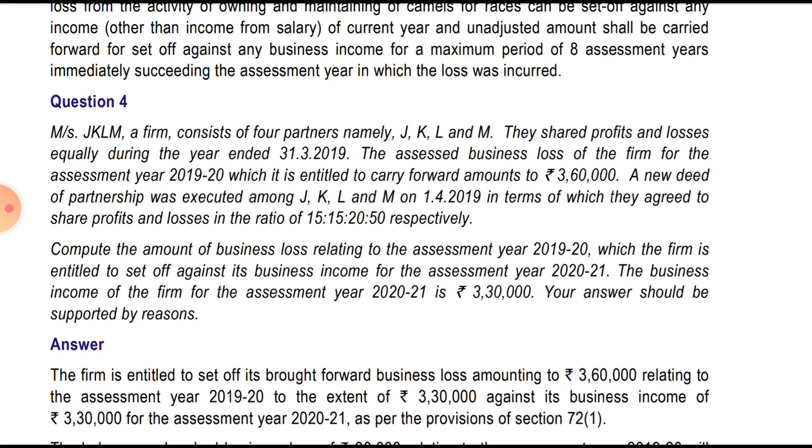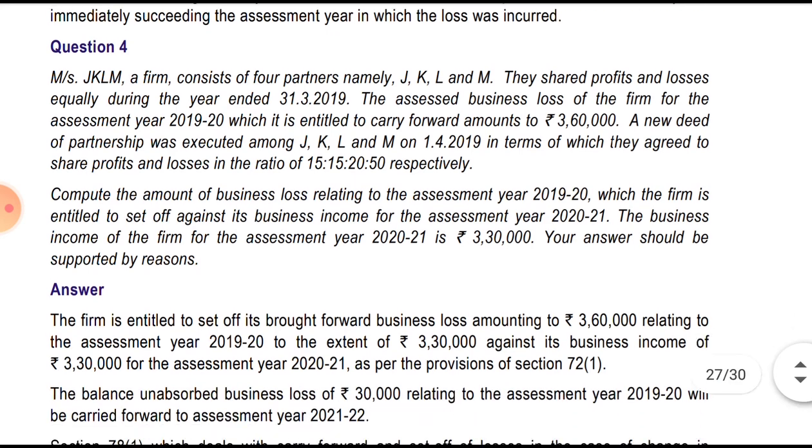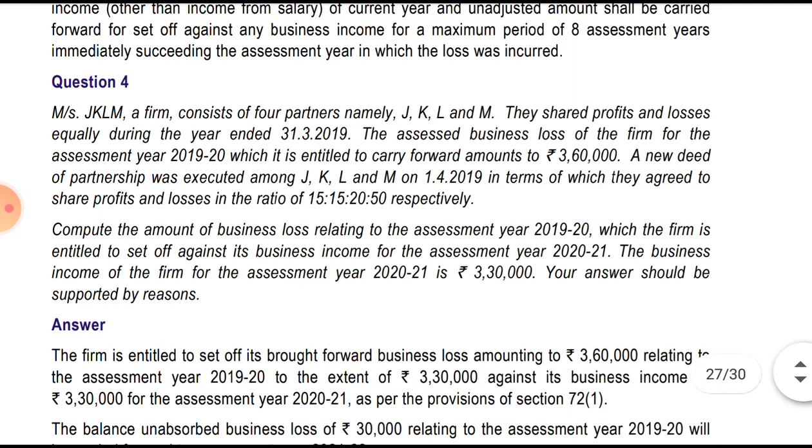So we have to compute the business loss relating to assessment year 2019-20, that is previous year 2018-19, which the firm is entitled to set off against its business income for the assessment year 2021. The business income of the firm for the assessment year 2021, that is previous year 2019-20, is 3,30,000. Your answer should support the reason. So what the case exactly is.